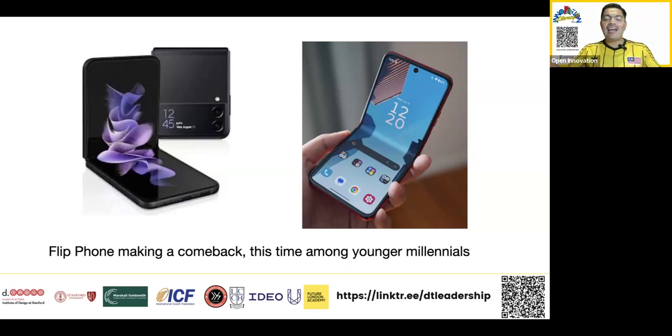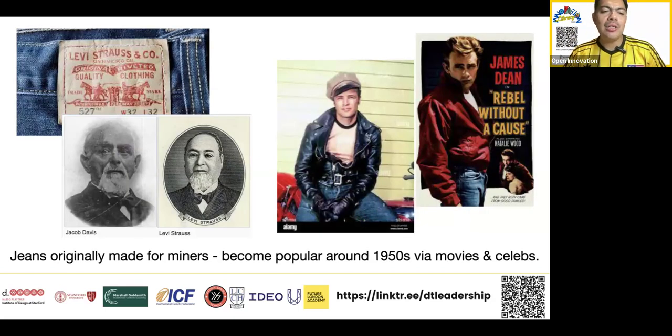So this is again how people are accepting change, right? And jeans, for example, an interesting phenomenon, originally made for miners, but became popular around the 1950s via movies and celebrities. These are the two, I would say, modern jeans with rivet founders. They patented their design, Jacob Davis and Levi Strauss. And it's actually Marlon Brando in his movie The Wild One, where he wears jeans. You can see here, and also, of course, James Dean, Jim Stark in Rebel Without a Cause. This is one of the first few movies that actually show jeans in action. It became subcultures, it became a trend, and evolved until today, as you can see.